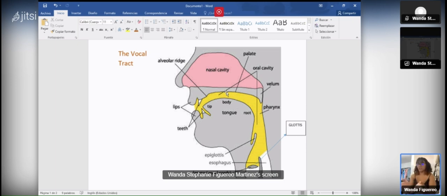So here is where they work together, the roof of the mouth and the tongue. And it works this way. The back of the tongue, or root, gets in contact with the velum to create certain sounds. The body or blade of the tongue gets in contact with the palate, or hard palate, and the tip gets in contact with the alveolar ridge.